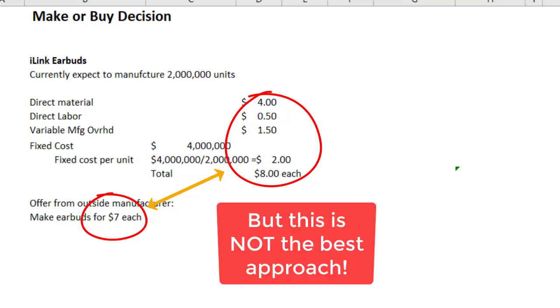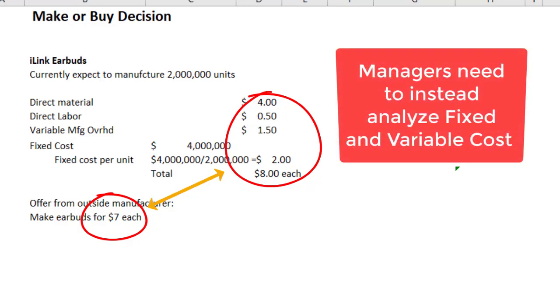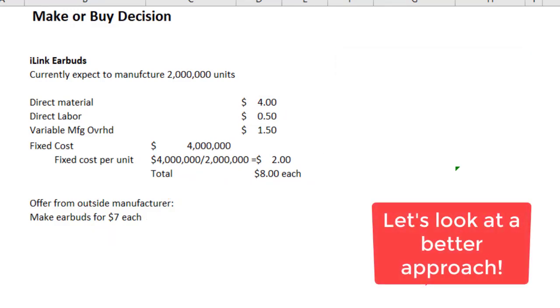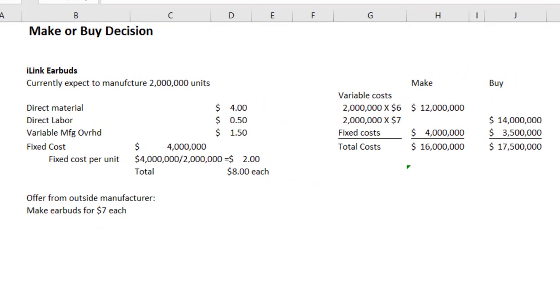However, remember that we need to consider the cost behavior. Fixed cost and variable costs aren't going to behave the same in this situation. We need to look at incremental analysis as a way to make this determination. So with incremental analysis, we want to look at two alternatives. One is make and one is buy.